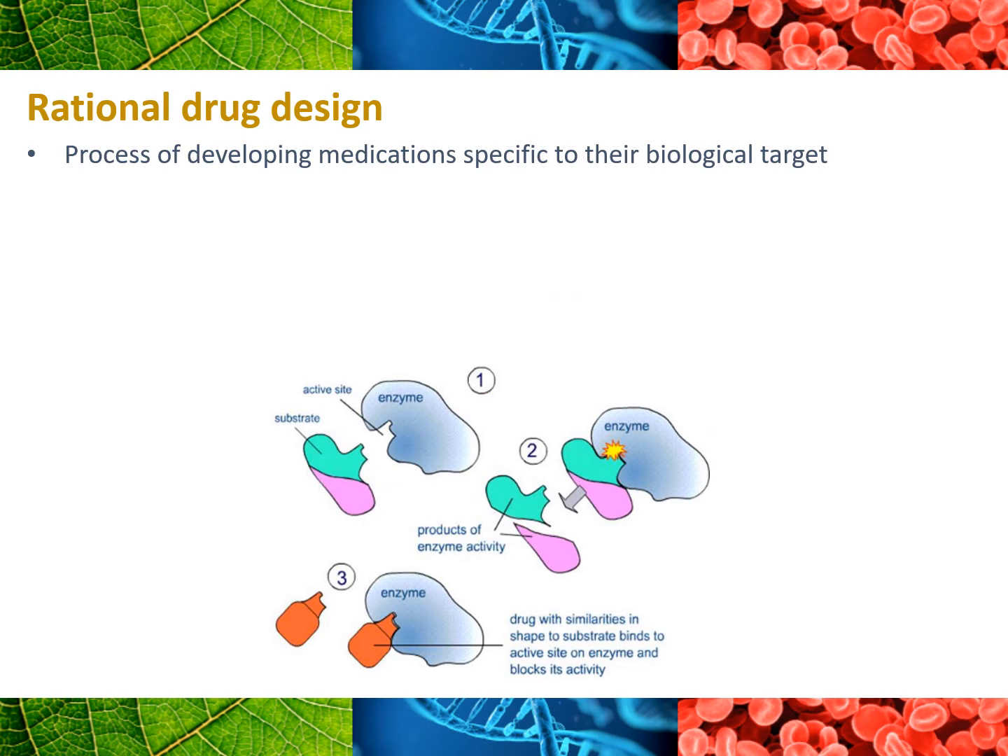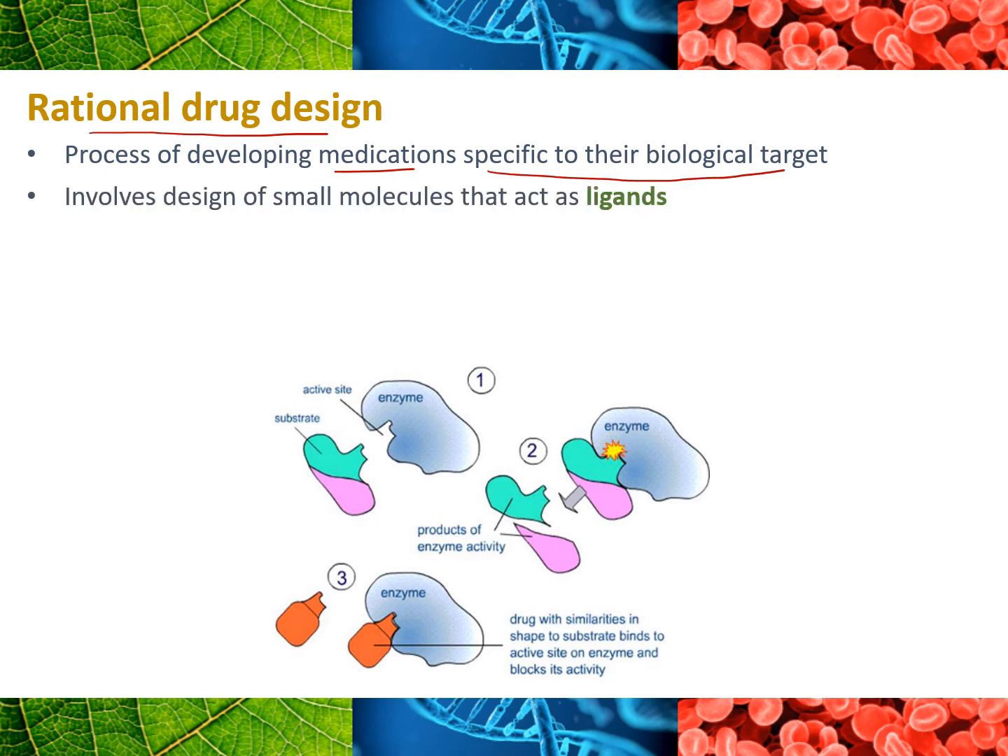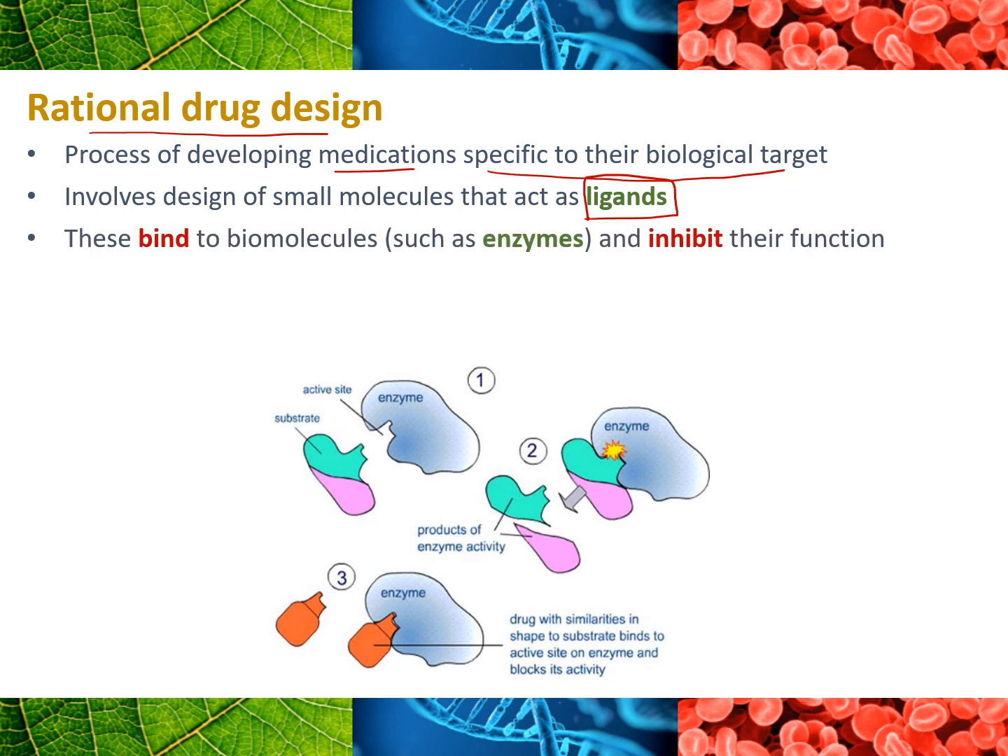All right, the last thing is looking at rational drug design. So this is the process of developing medications that are specific to a biological target. It involves designing small molecules that act as ligands. So remember, ligands are molecules that bind to bigger molecules. We looked at these with cell signaling. So this is kind of making artificial molecules that can act as ligands.